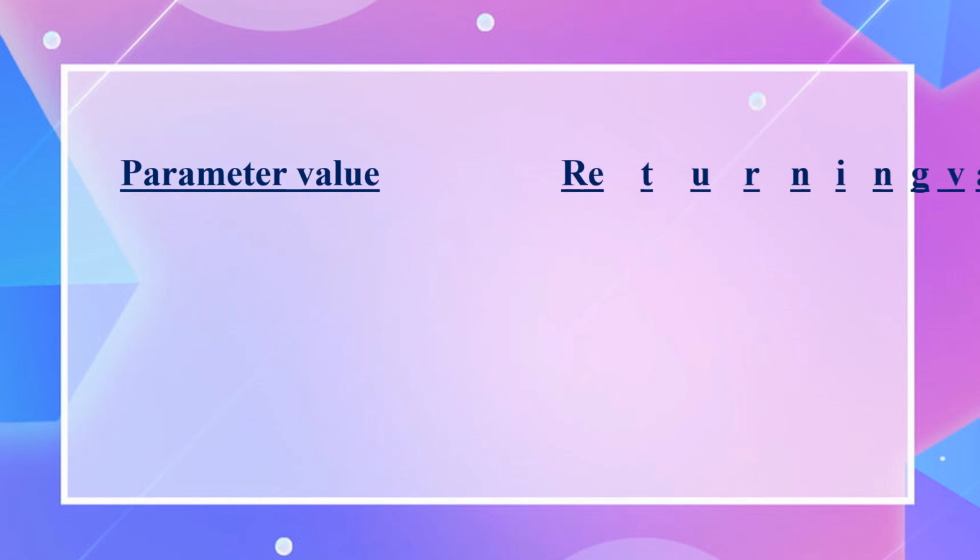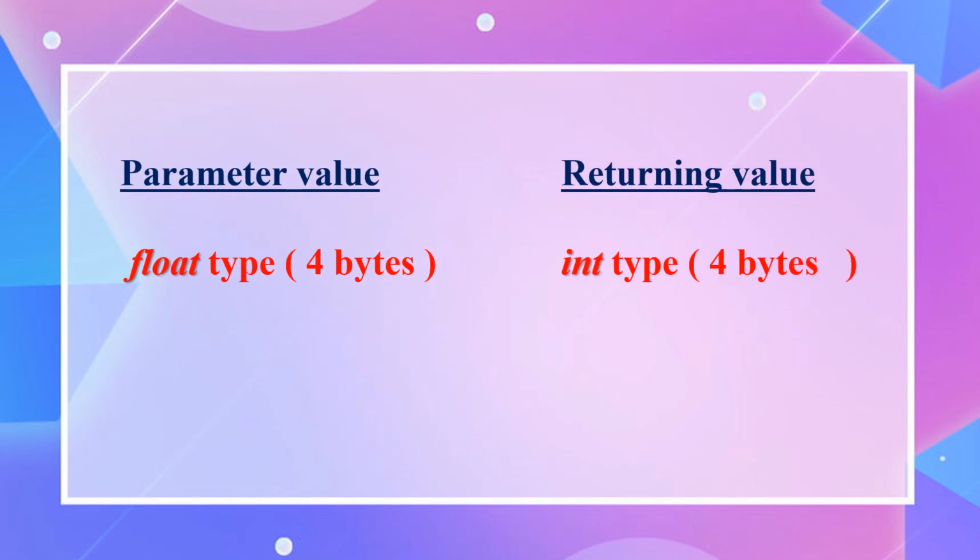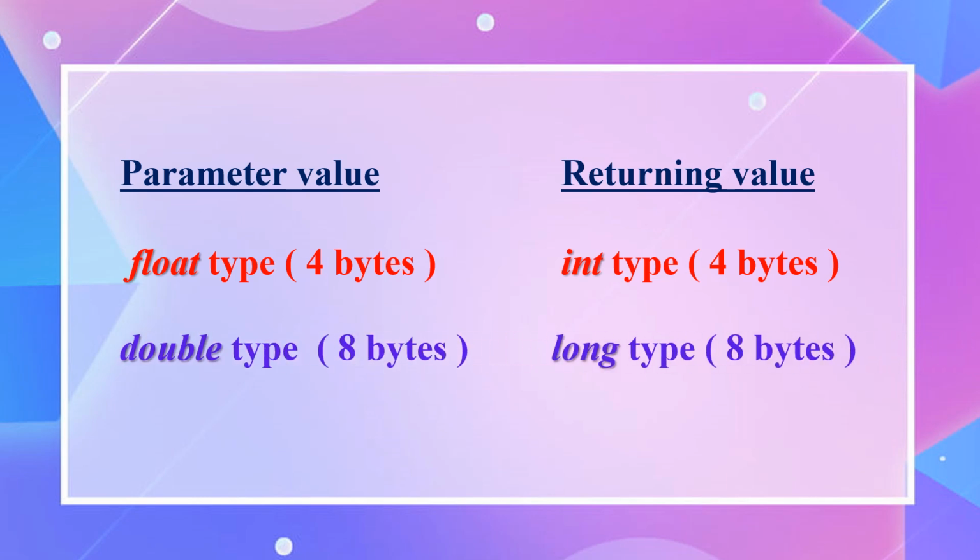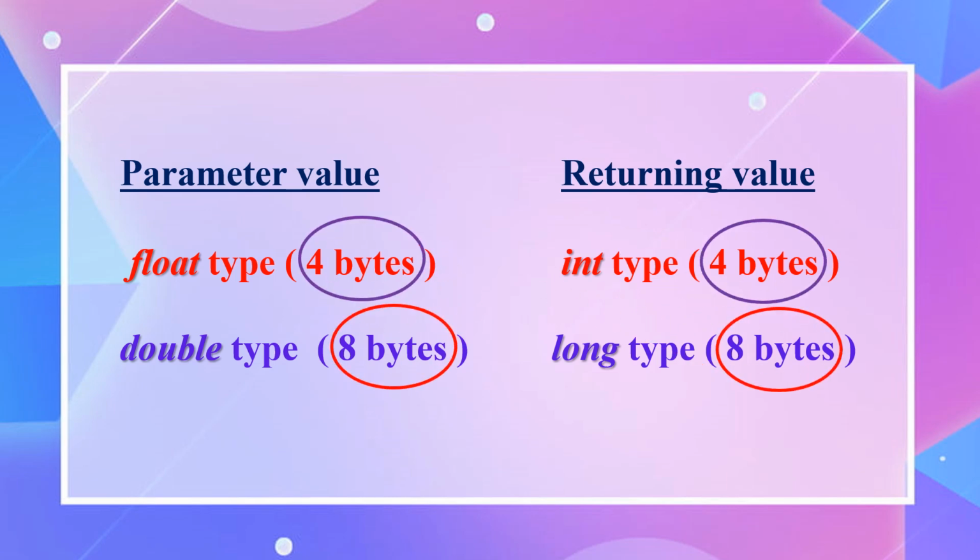When the parameter is of float type, that is of 4 bytes, then the returned value is of int type, also of 4 bytes. And when the parameter is of double type, 8 bytes, then the returned value is of long type, also of 8 bytes. So you can say that it tries to maintain the RAM consumption. That is 4 bytes to 4 bytes and 8 bytes to 8 bytes.